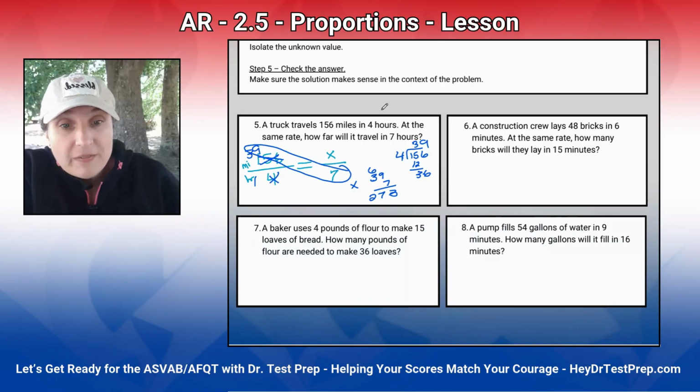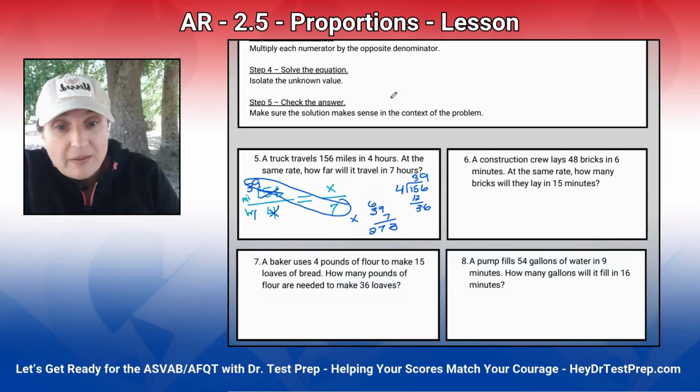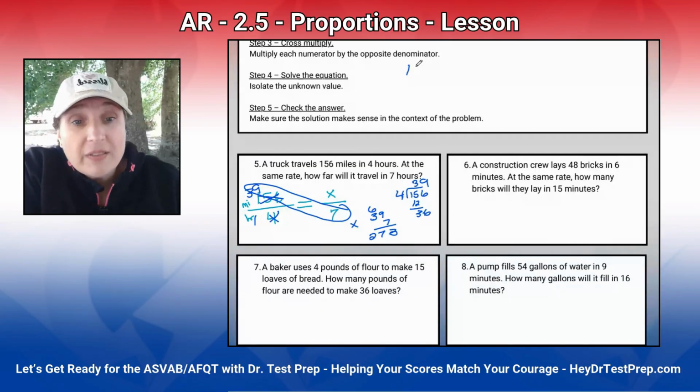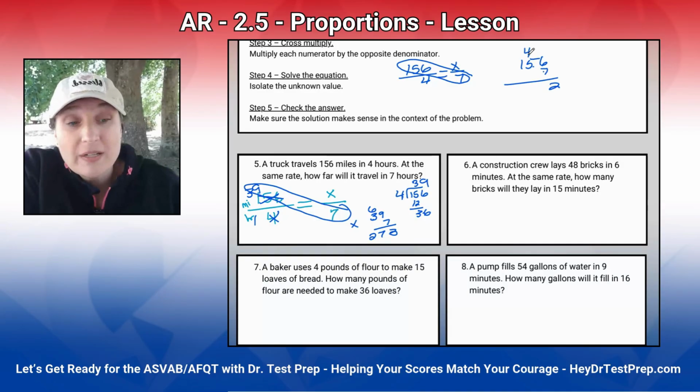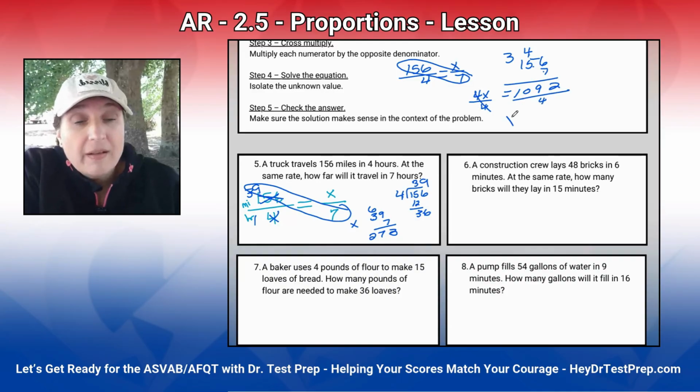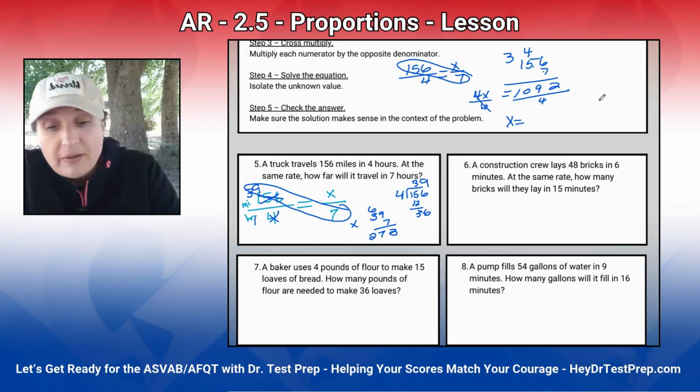That's one way we could have done it. The other way we could have done it is, let me just scroll back up. We could have done it the long way. 156 over 4 equals x over 7. So we could have multiplied these first. And honestly, some of you, it might be better to do it this way. And then that equals 4x. And then we divide both sides by 4. But it's up to you.